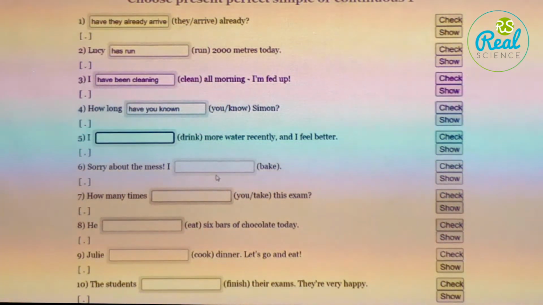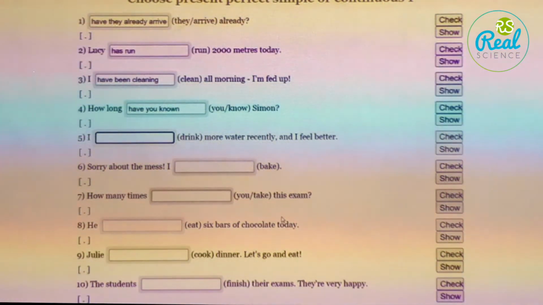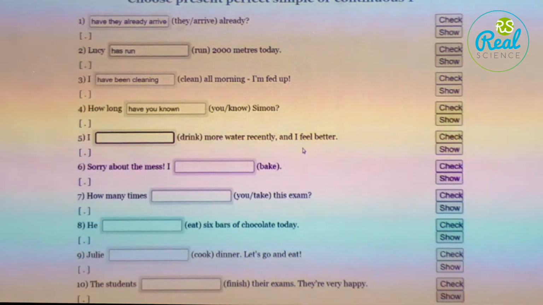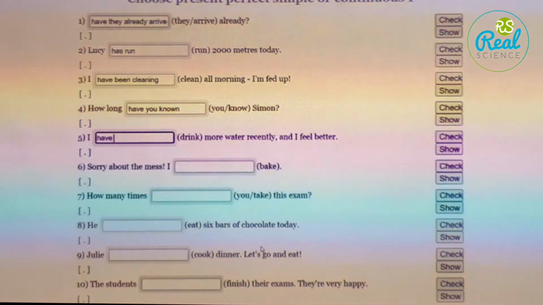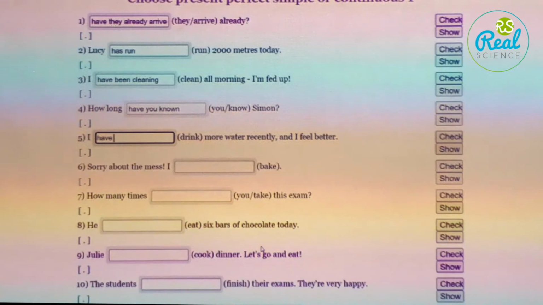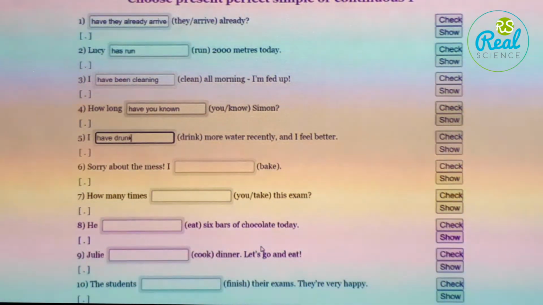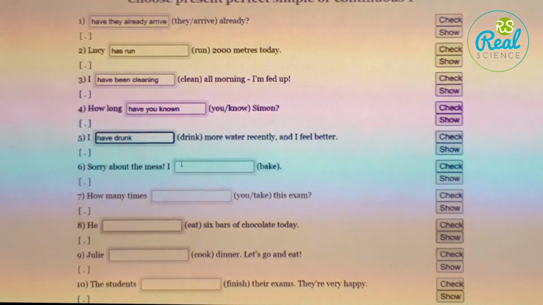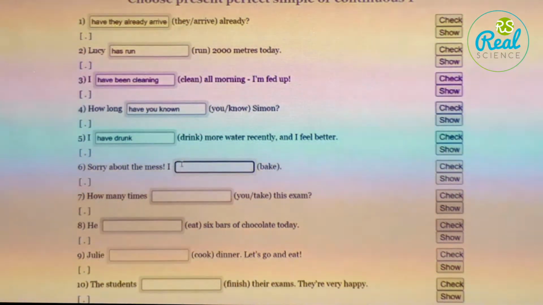I've been drinking. Have you been drinking? I've drunk more water recently. No, I think I've drunk. Have drunk. Have been drinking. Okay, let's do this one. Okay, I've drunk. What about 6-1, guys?